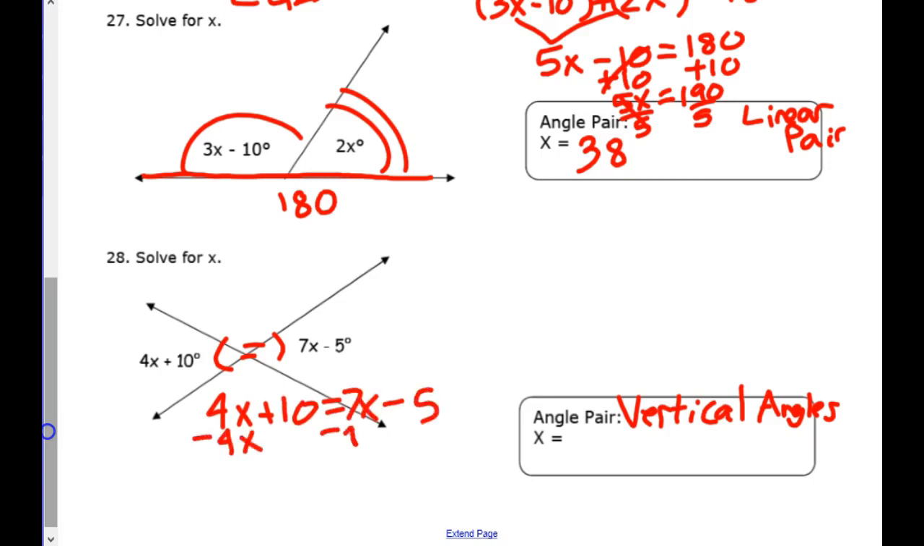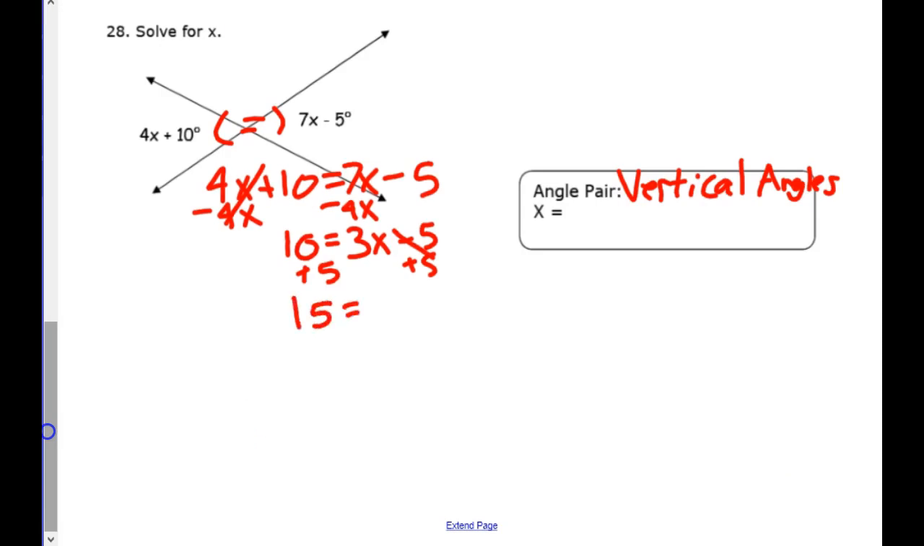When x is on both sides, we get rid of the smaller x. 7 minus 4 is 3. Now the loner's on the right side. We add 5. I get 15 equals 3x. Divide by 3. And I get 5.